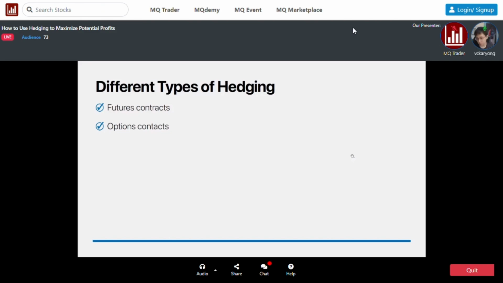Now, options are the second way in which you can do hedging. This is very common for stock investors, or even sometimes stock traders, in the US, because in Malaysia, sadly, we don't have an options market. Let me give you an example of how options contracts can be used to hedge for a longer-term investor. Longer-term investors are generally very bullish, because you wouldn't buy a stock for the long run unless you have done your work and believe the company is solid.